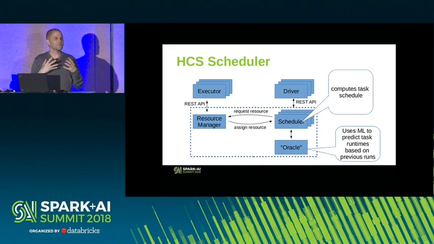And how is it doing that? How does it figure out whether a task is running long or short? The scheduler is using machine learning for this. It is trying to predict task run times based on previous runs. So this is what the Oracle is doing in this figure.